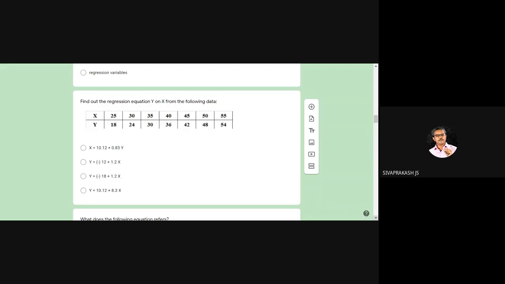ஸோ y on x னாலே லெஃப்ட்ல y தான் வரணும். சரியா? அப்போ y தான் வரணும்னா 4 ஆப்ஷன்ல 3 ஆப்ஷன் சான்சஸ் இருக்கு. நெக்ஸ்ட் வந்து then no other way we need to calculate. So 25, 30, 35, 40, 45, 50, 55. So is that increasing or decreasing? Increasing, correlation must be positive.